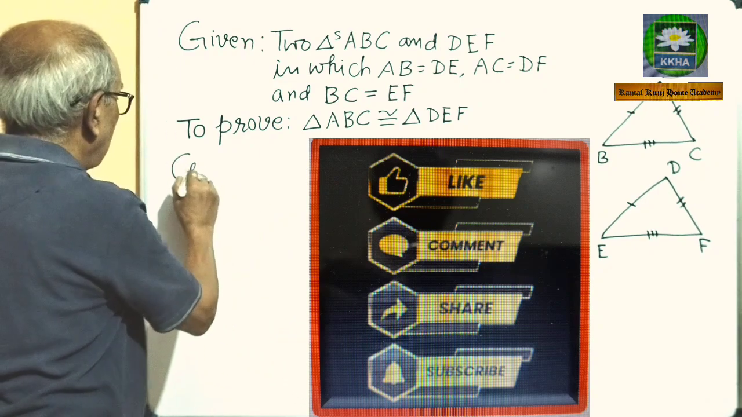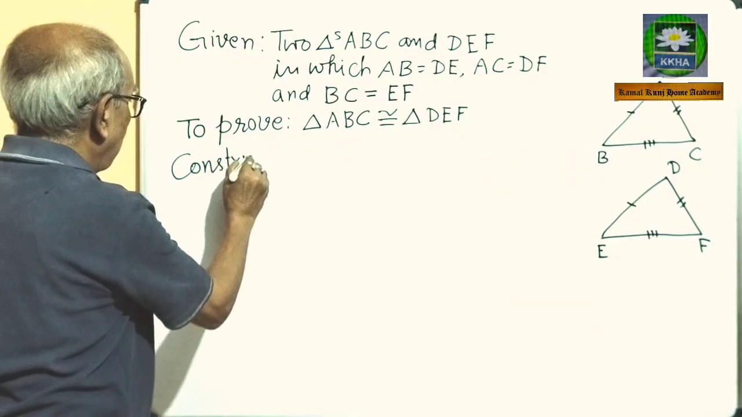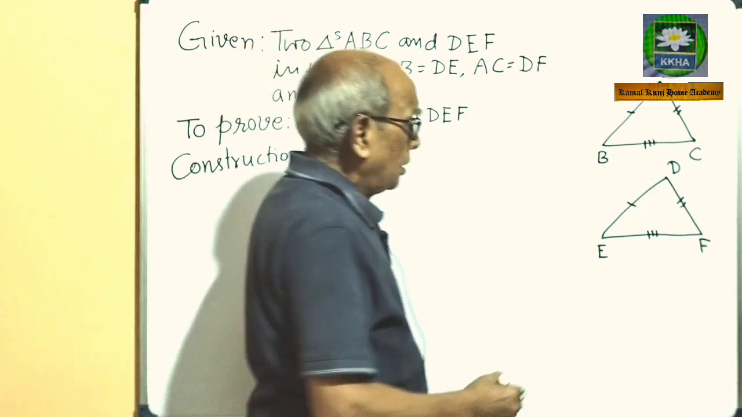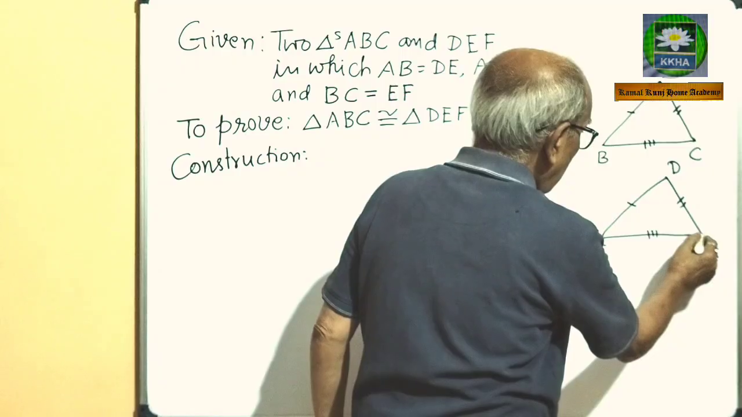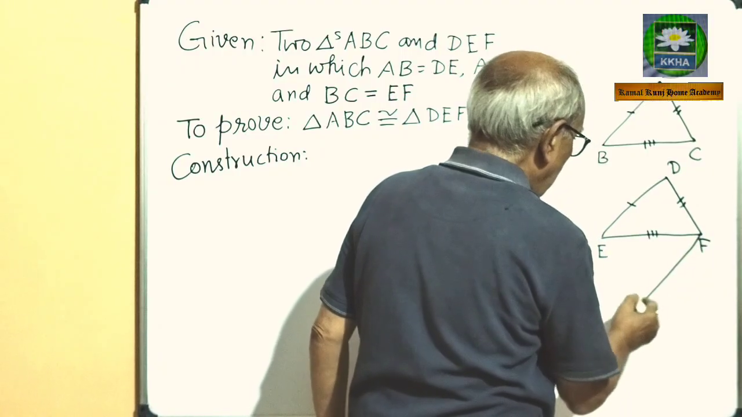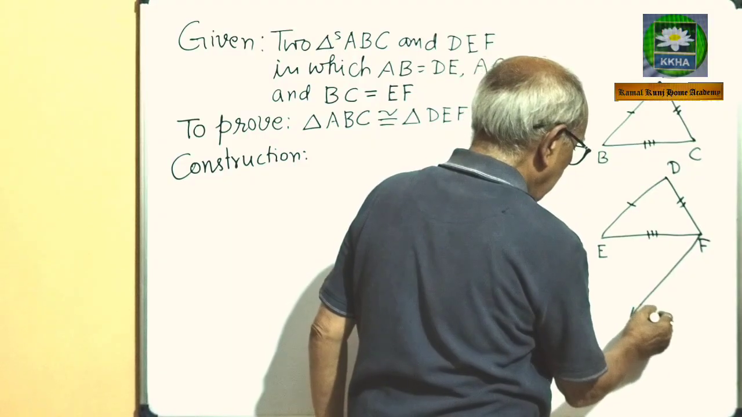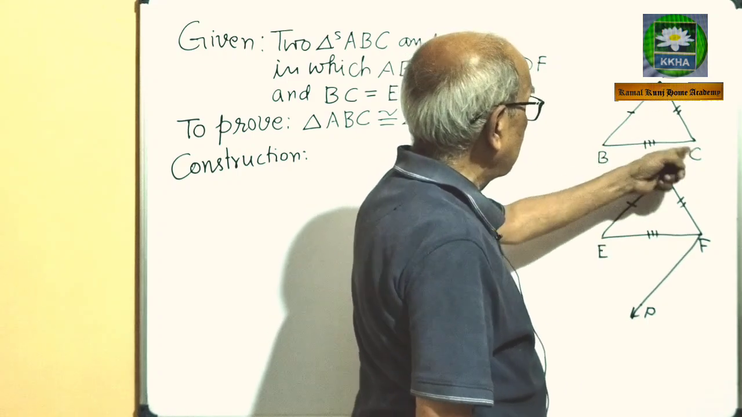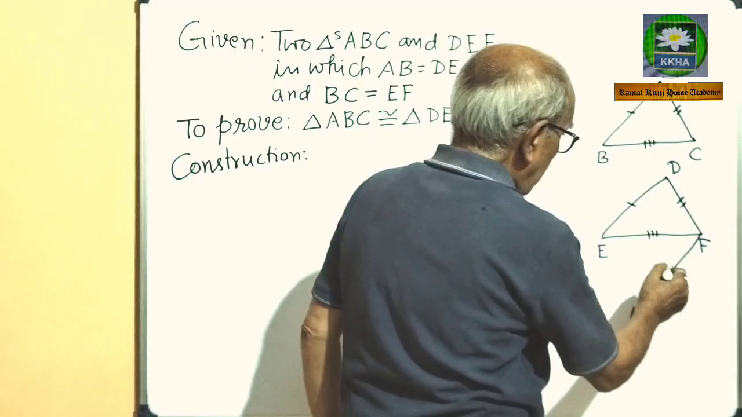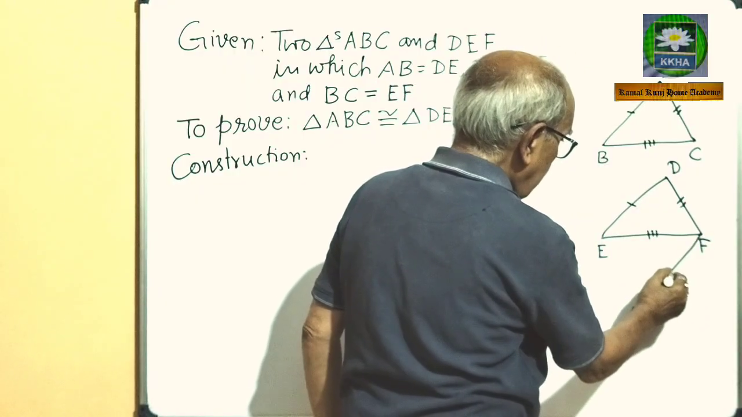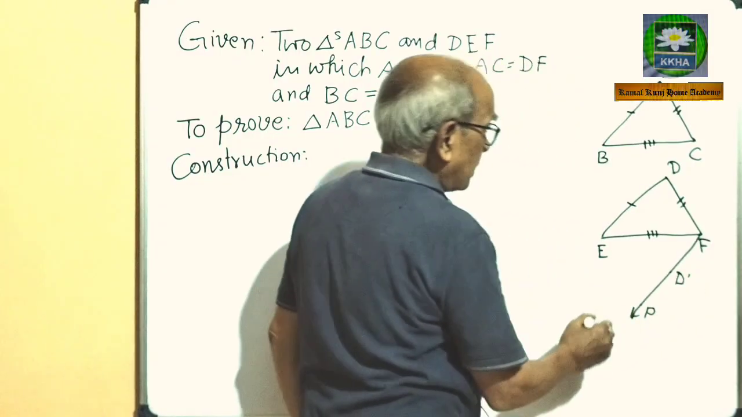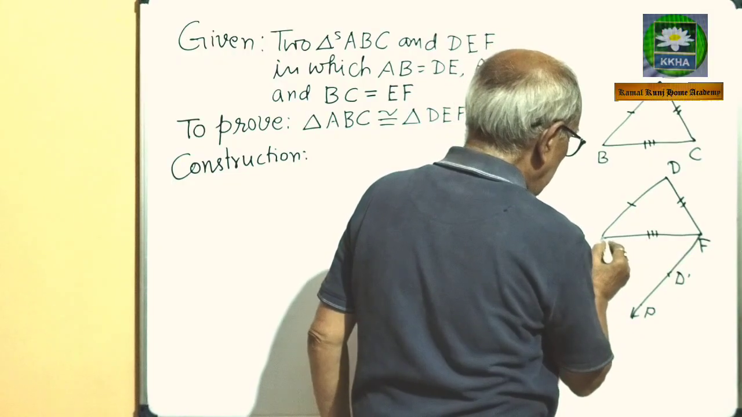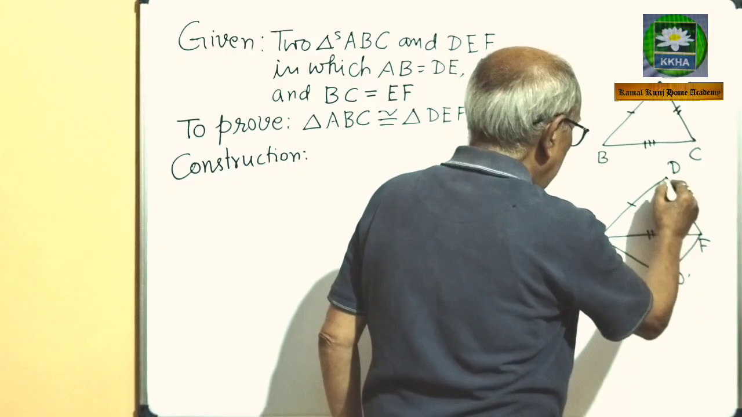Construction. Draw angle EFP such that angle EFP is equal to angle BCA, and there exists on ray FP a point D dash such that AC is equal to D dash F. Now join ED dash and DD dash.